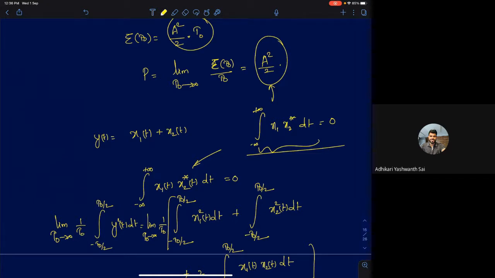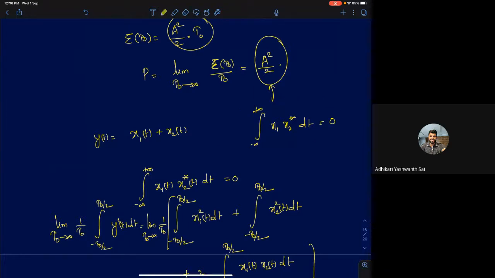Or I can also use the standard terms from vector algebra. I can say you cannot project one vector onto the other if the two vectors are orthogonal. In the same way, I cannot project x1 on x2. They are like vectors which are orthogonal. If this integral is 0, then I'm going to call x1 and x2 orthogonal signals.